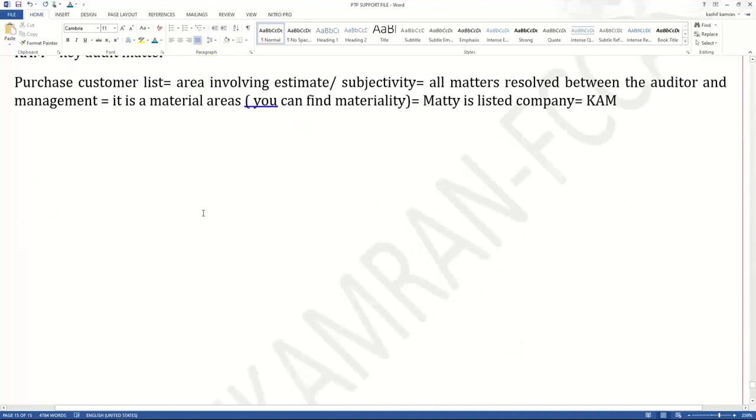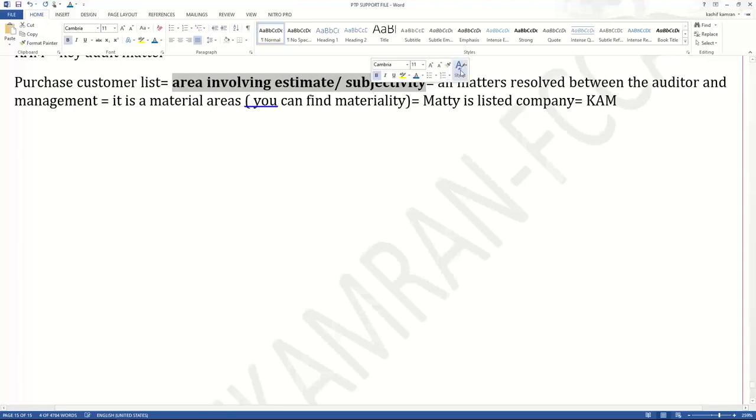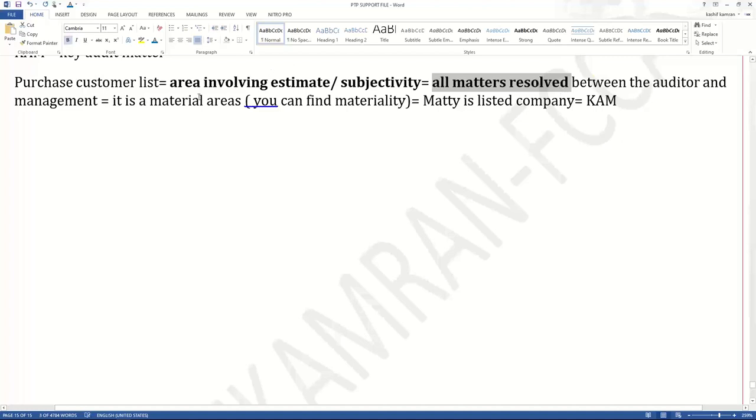The examiner was very clearly giving you a hint. The examiner was saying that the purchased customer list is an area involving estimate and subjectivity. The examiner was giving you a hint that all matters are resolved. There is no disagreement. It is a material area. And MEDI is a listed company.